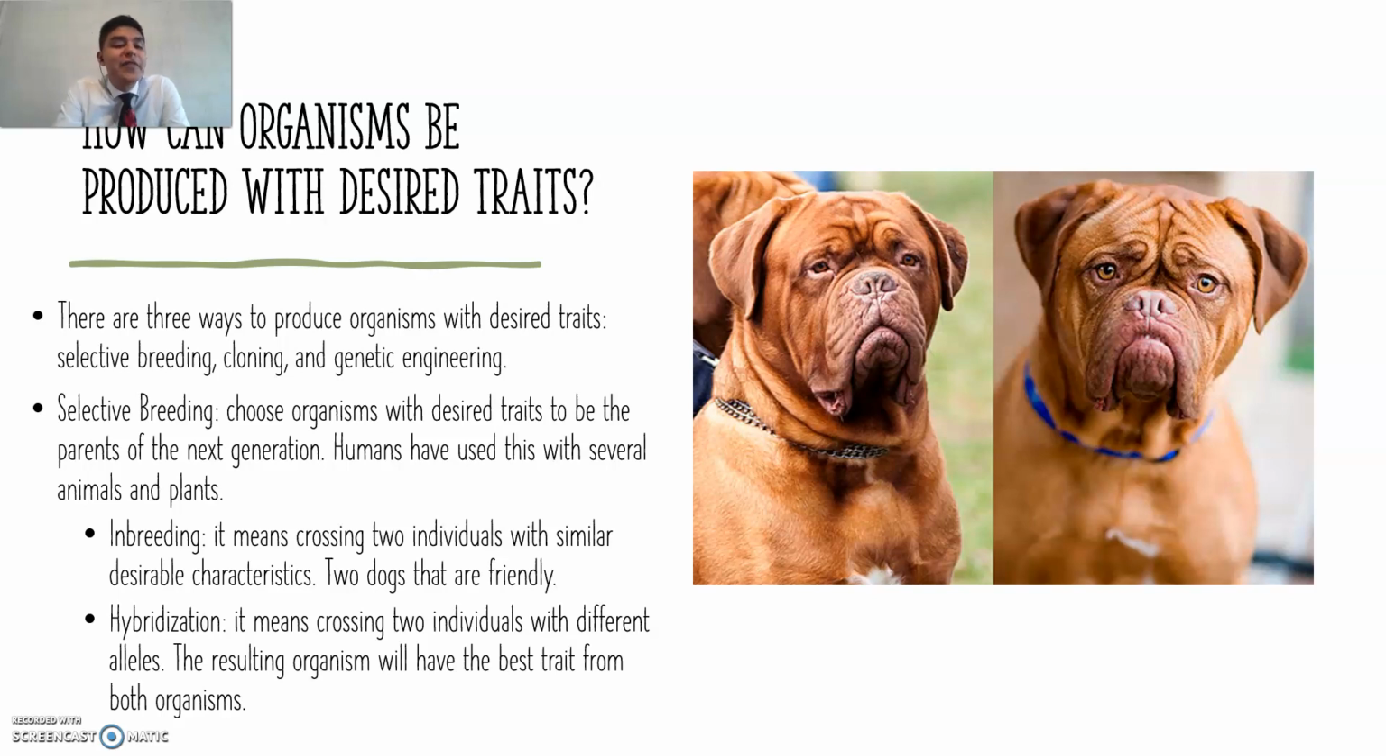And also we have hybridization. It means crossing two individuals with different alleles, and the resulting organism will have the best trait from both organisms. So in this case, it will be different. It wouldn't be like two similar dogs, but two different dogs. And of course, the most dominant allele is going to be the one that is present in the following offspring.